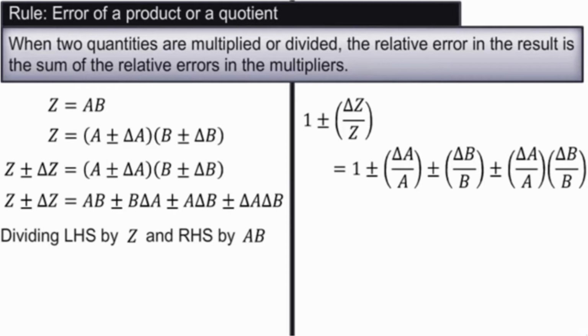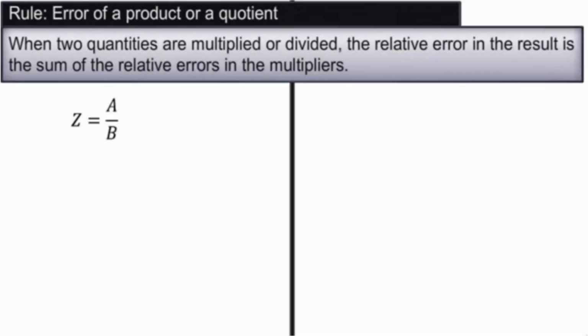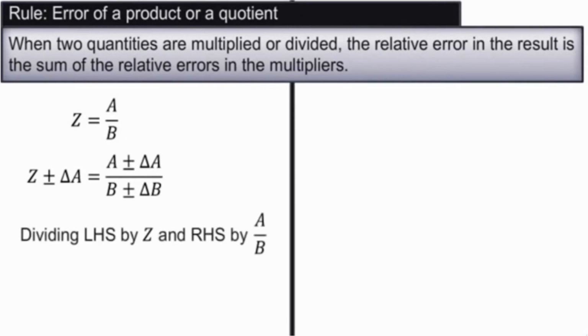Here delta Z by Z is what? It is a relative error in Z. And here, as I said, delta A and delta B we are ignoring since they are very small quantities, and when you multiply two small quantities you get an even smaller quantity. After doing this, and 1 will be cancelled, you will get the result as relative error in Z equal to relative error in A plus relative error in B.